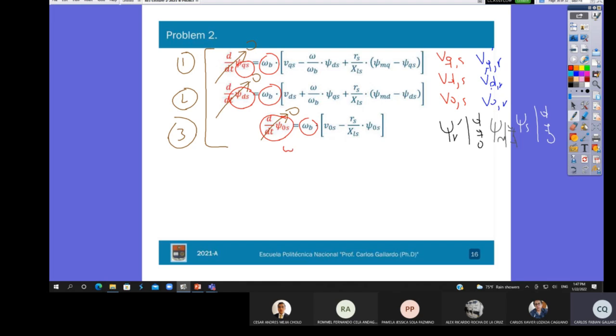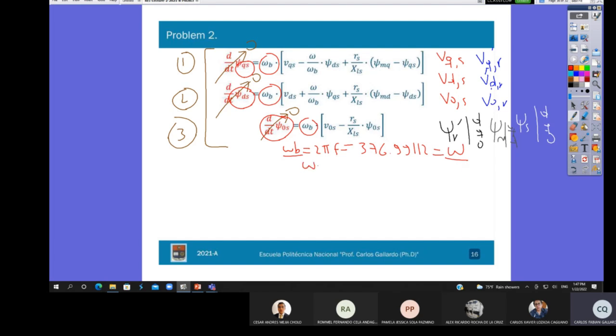Okay, so the base speed is equal to 2 times pi times the frequency of operation. In this case, I will have 60 hertz. Therefore, it is 376.99112. Okay, and this is equal to the speed. The base speed is equal to the rated speed.